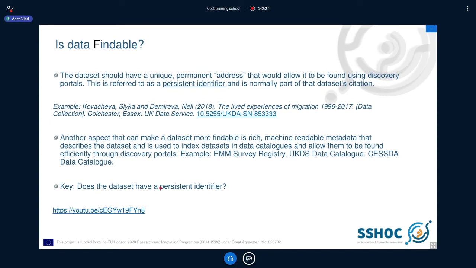Okay, so the key here to look for and to ask an archive when you're getting in touch with them to archive your data is to check that the data they would be publishing would have a DOI, this persistent identifier, this handle that they would be minting. And I included a YouTube video here as well that we produced about this. I'm not going to play it now, but the presentation will be available, so you can have a look at that in your own time.